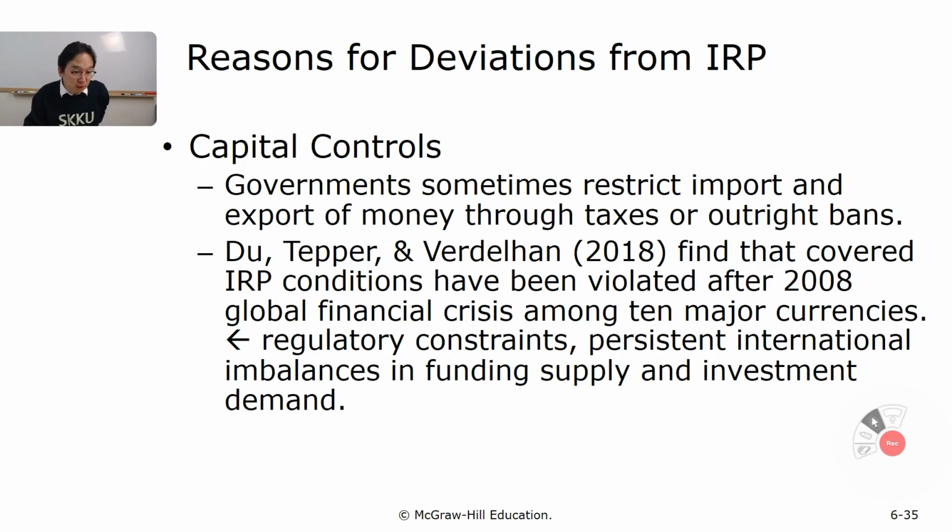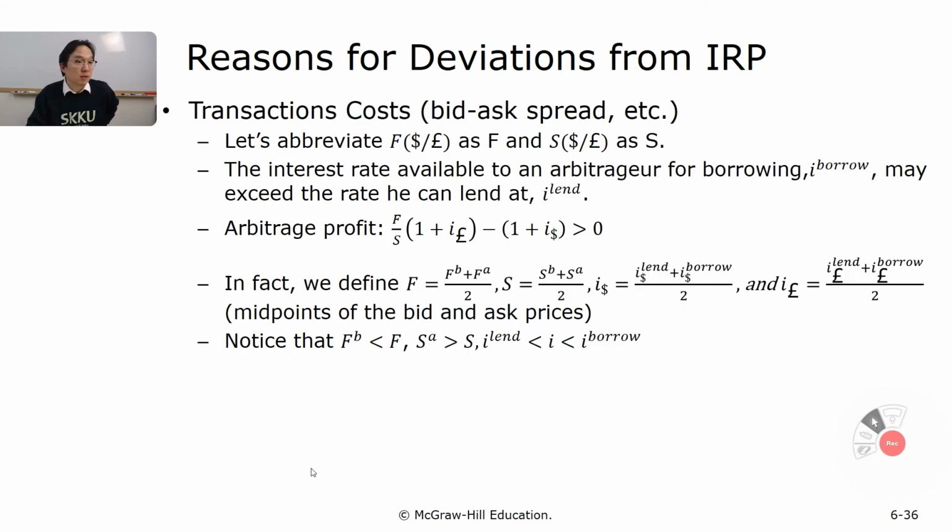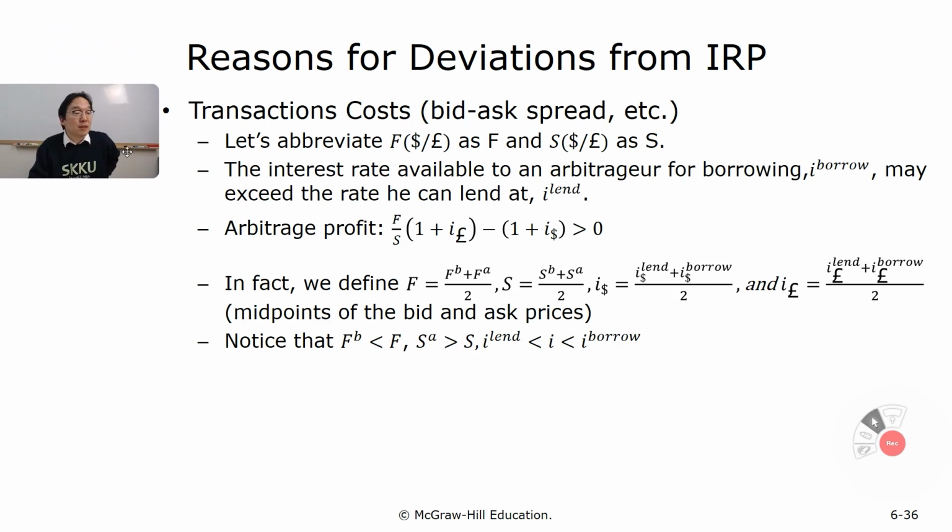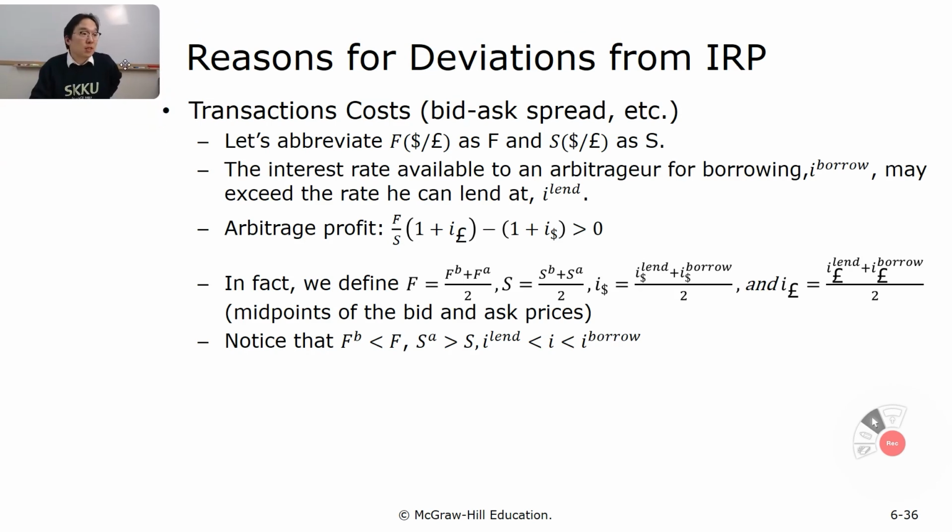Regulatory constraints, persistent international imbalances in funding, supply, and investment demands, all these kinds of things cause this kind of deviation. Another reason for deviation from IRP is transaction cost. Right? Transaction cost, bid-ask spread, and differences between borrowing rate and lending rate in reality will cause your IRP to slightly break down.